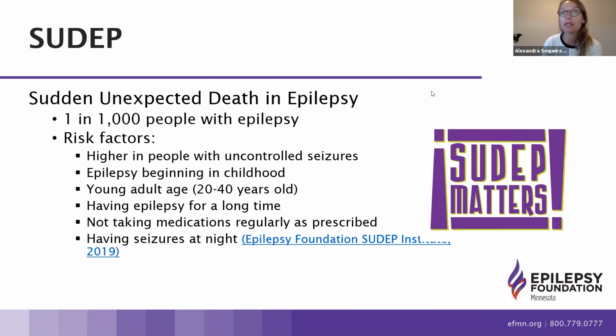And with epilepsy beginning at a young age, in young adults, and then having epilepsy for a long period of time, and then not taking medications regularly as prescribed, so medication non-adherence, and then having seizures at night, in particular convulsive seizures. So these are all potential risk factors.